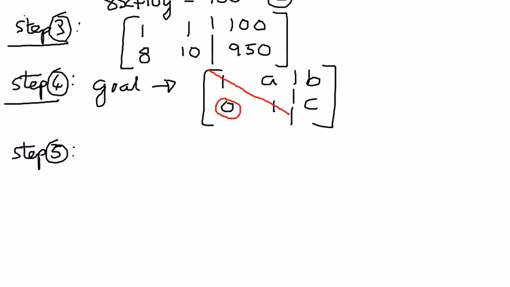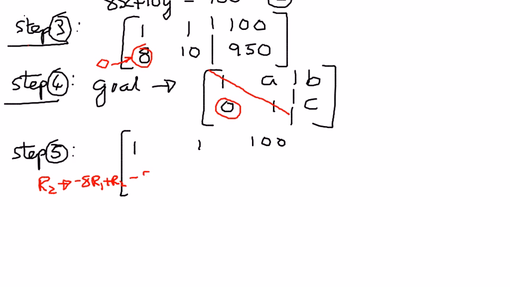Since we already have 1 in the first row, first column, we want to make this location equal to 0. To make that location equal to 0, we're going to perform the row operations, and the way to do that is as follows. We have 1, 1, 100, and then the second row, the new row, is going to be equal to minus 8 row 1 plus row 2.